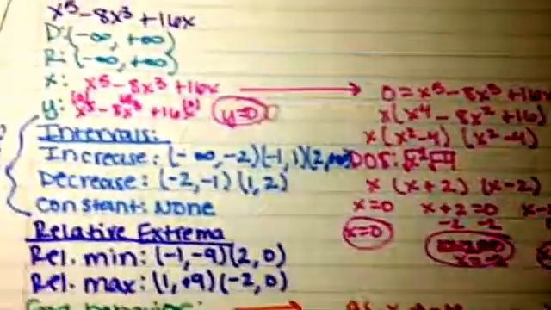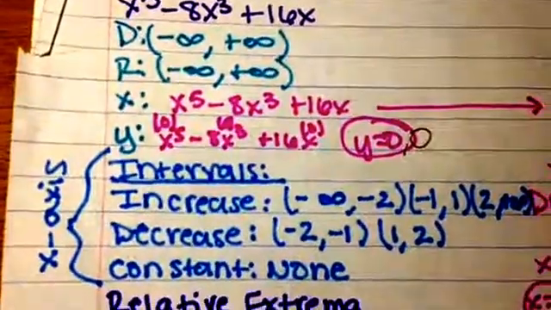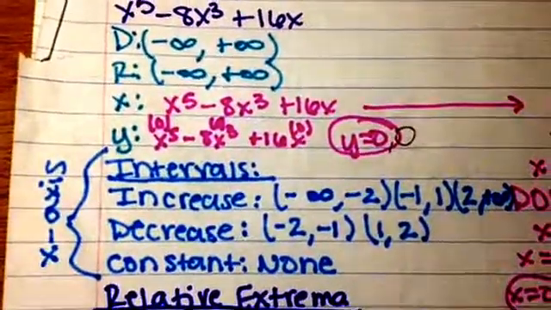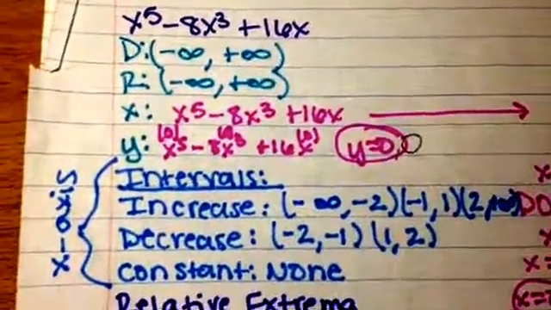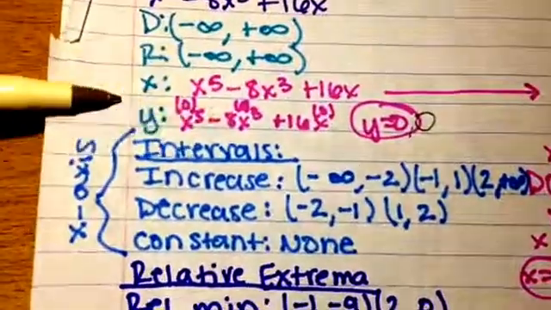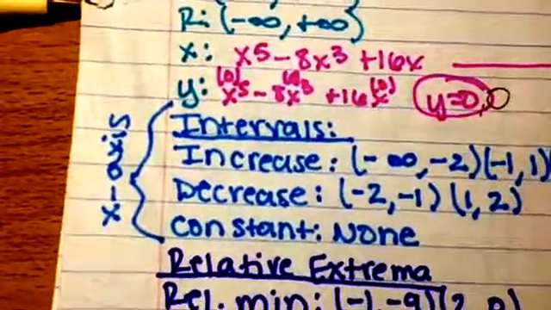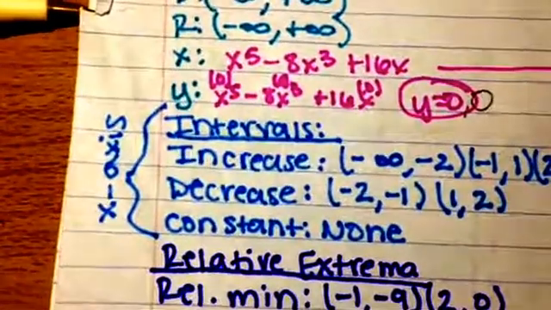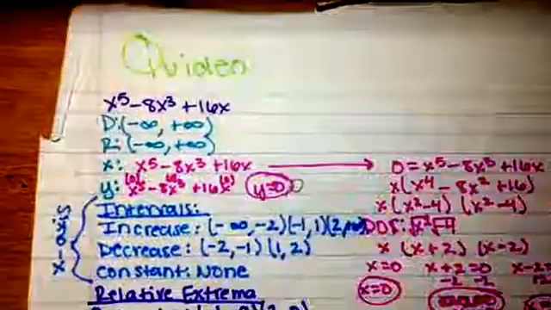Now we're going to solve for the y-intercepts. Solving for the y-intercepts is actually super simple because all you're doing is plugging in 0 for x. Since every term has an x, that basically says the y-intercept is going to be 0. So 0 to the fifth power gives you 0, 0 to the third power times negative 8 gives you 0, and 0 times 16 gives you 0. So that is all that we can find without the calculator.